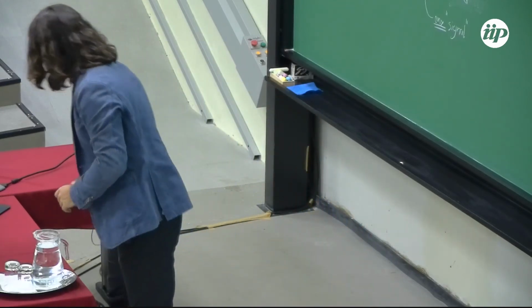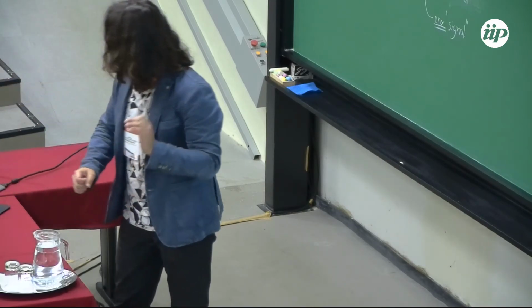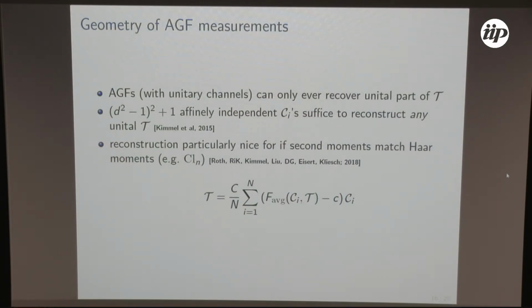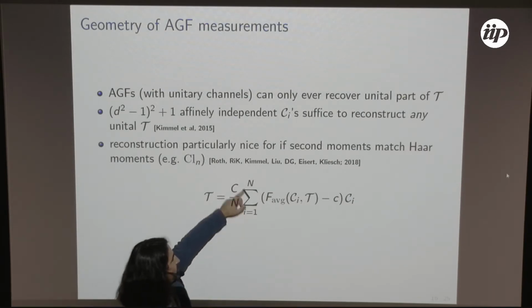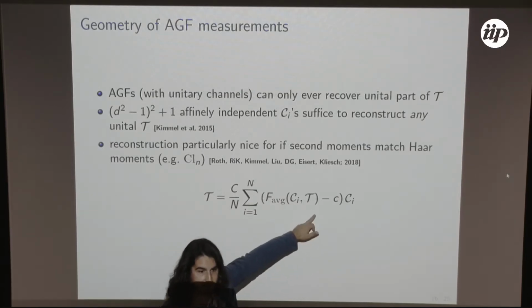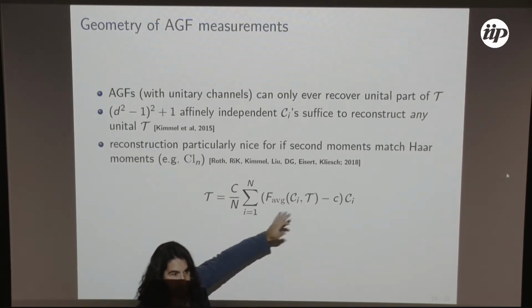And here's a fun result that we could show this year. The reconstruction is particularly nice if you choose a subset of all possible unitaries such that the second moments match the moments of the Haar distribution, like of all unitaries. If you do that, you get a really evenly spread set, and inversion becomes almost trivial. So once you agree to do that, the formula for your channel is actually just the sum over all your elements, and all the coefficients are the average gate fidelities themselves minus a constant offset. So linear inversion doesn't get much nicer than this.